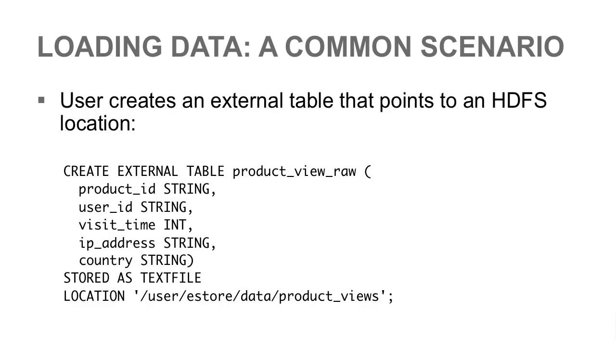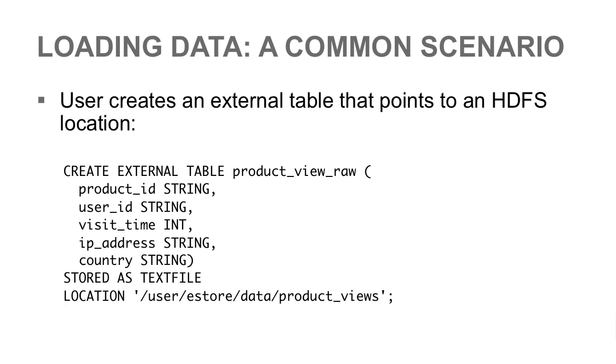Now let's see how we would load some data. One of the very common scenarios is to create a table at a location where we already have some content, where we already have some file in HDFS. In order to do that, we create an external table, for example, product view row, and then we have certain columns: product ID, user ID, visit time, IP address, and country, stored as text file, and now the critical part, location, which is where this file is.